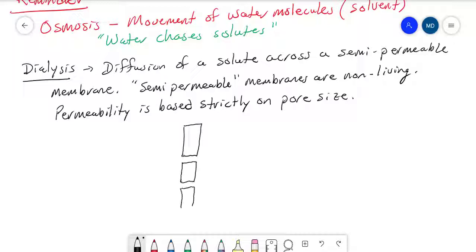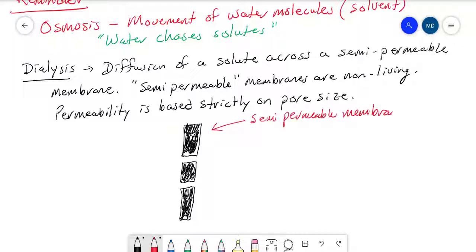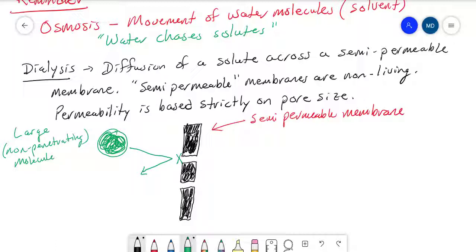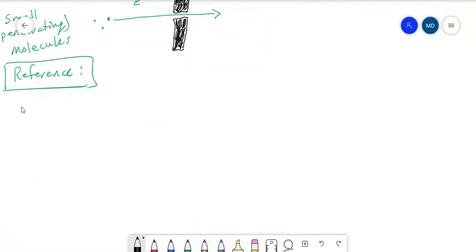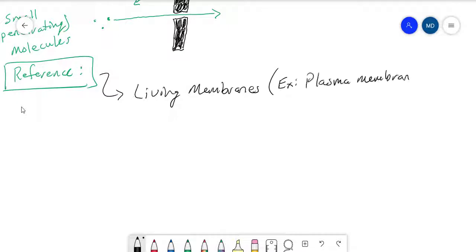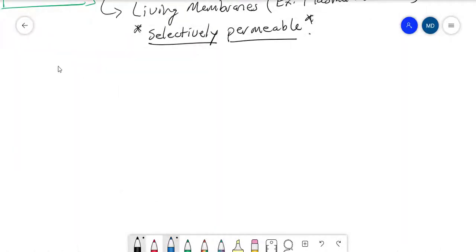So here's an example of this. Here we have a membrane, and here we have a large molecule. You can see the size of the holes in the membrane. The large molecule cannot pass through that small of a hole. If we have small molecules, they can penetrate through this membrane. This is a semi-permeable membrane. Now, another reference that you should understand is selectively permeable membranes. Living membranes, for instance, like the plasma membranes of your cells, are selectively permeable. You can read about this in the boxed area on page 2 of your lab manual for the details on these living membranes.